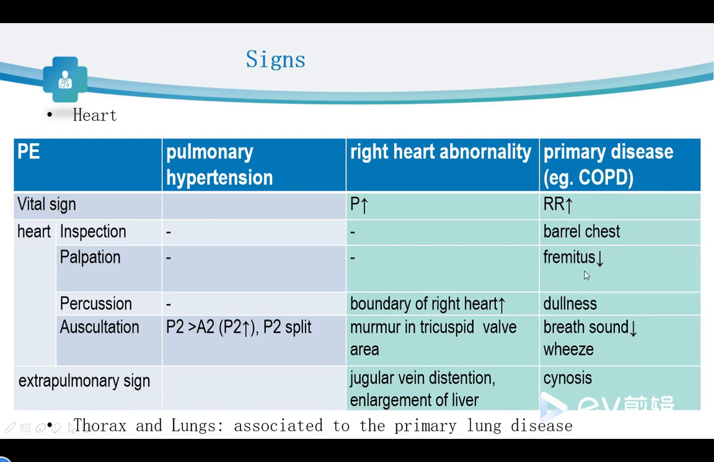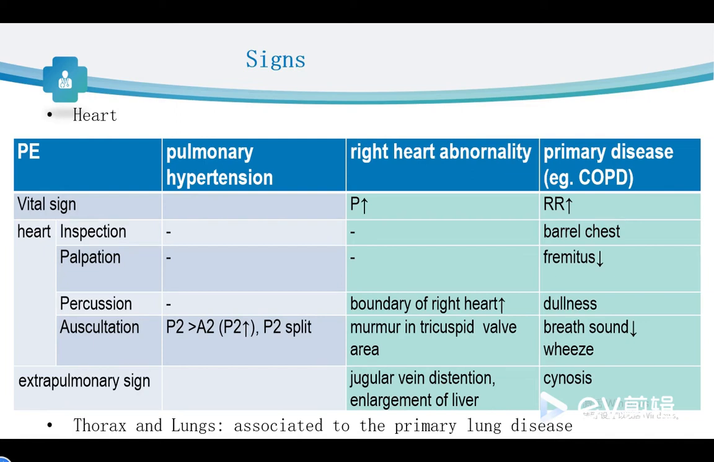During the physical examination, we can find the increased respiratory rate, barrel chest, vocal parameters decreasing, dullness during the percussion, and decreased breath sound. And sometimes we can also find the wheezing rales. So that's the second group of the signs.